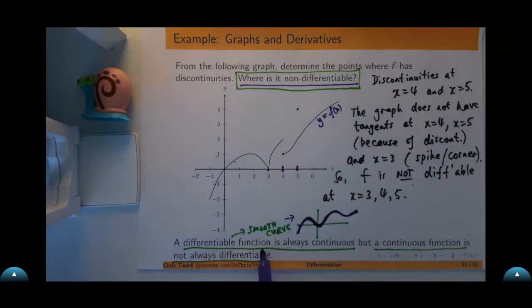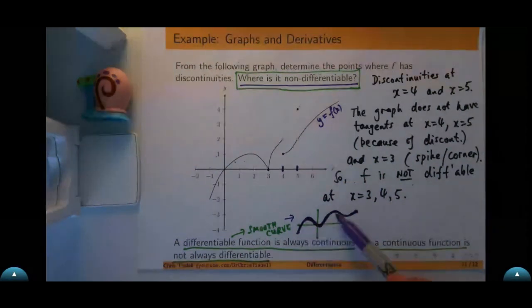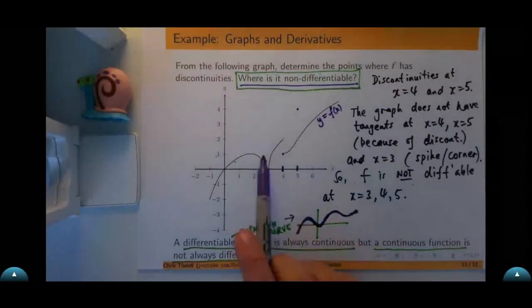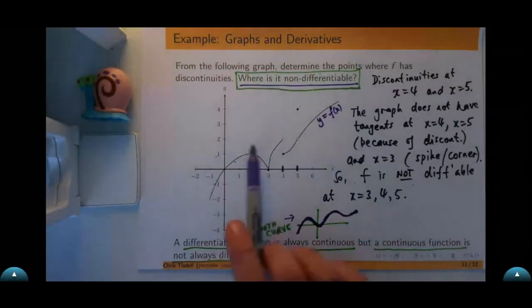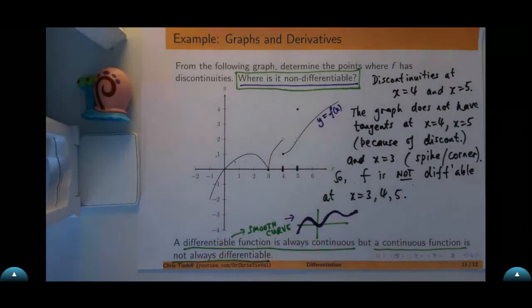So a differentiable function is always continuous. You can see from this graph, it's definitely a continuous function. But a continuous function, like this part, is not necessarily differentiable. It might be, but you don't know for sure. So if you can understand that relationship, then it's a win. Okay, it's a big win.